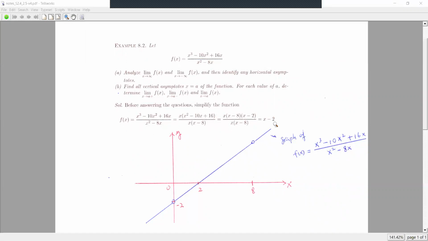Function f and this function, they are equal everywhere except at 2 points. When x is 0, function f is not computable. When x is 8, function value is not computable. So function f and x minus 2, these two functions, they are equal everywhere except at 0 and at 8. This is the graph of function f. At 0, I place an open dot. At 8, I place an open dot. This is a straight line, the line of x minus 2.